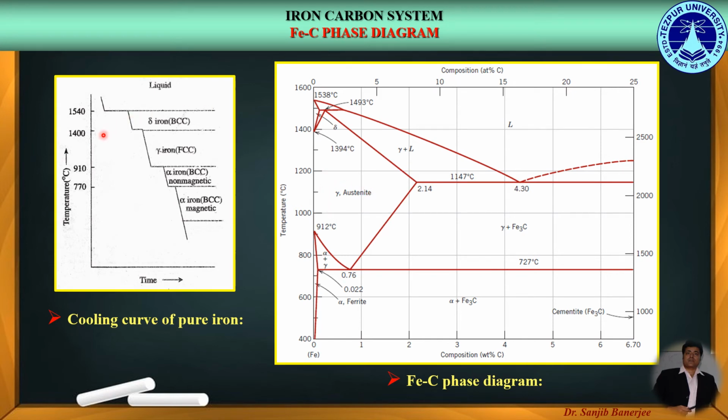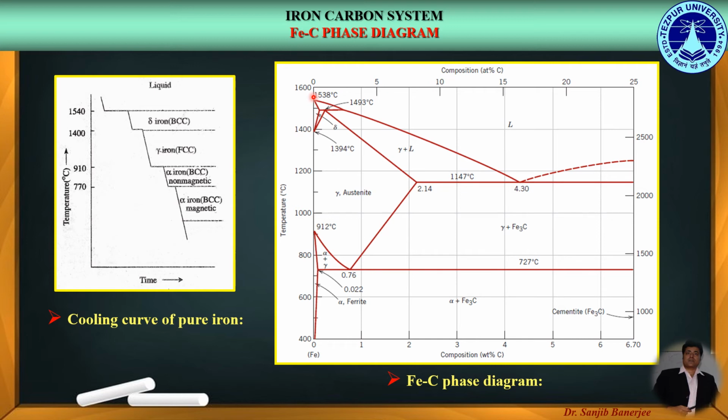Similarly, above 1400 degrees centigrade up to 1540 degrees centigrade, that is the melting point of pure iron, we get the delta iron having BCC crystal structure. So, when carbon forms the interstitial solid solution with the delta iron, we get the delta phase in the iron carbon phase diagram.